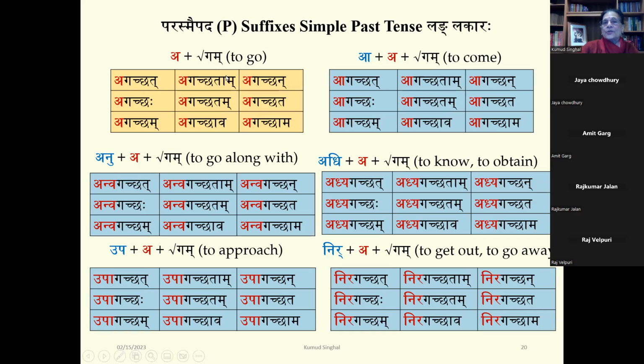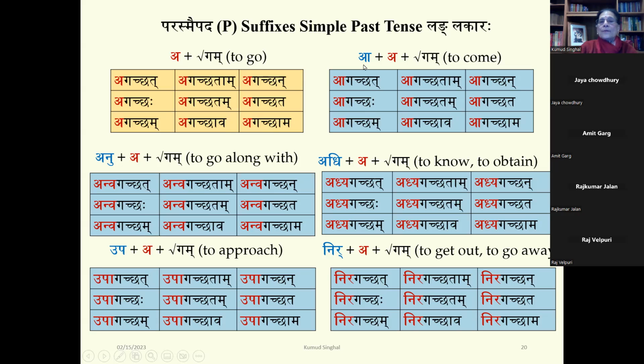Agachatam, they two went. Agachan, they all went. Agachah, you went. Agachatam, you two went. Agachata, you all went. Agacham, I went. Agachava, we two went. Agachama, we all went. So in here it doesn't get elongated, but in these two it becomes long.